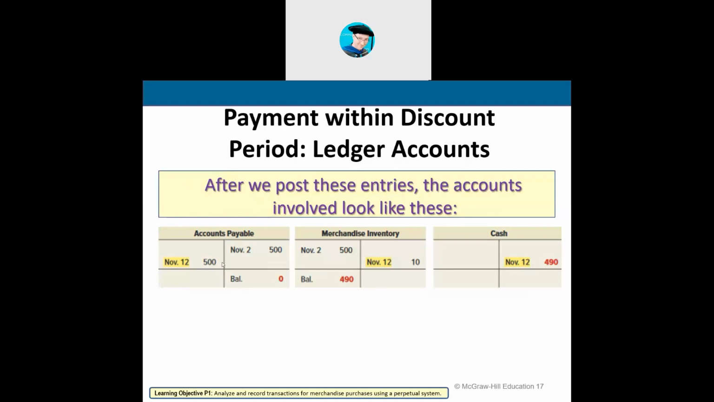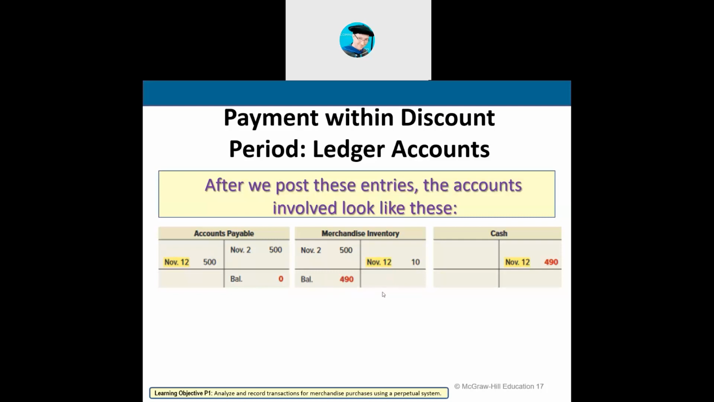So looking at our ledgers, I received the bill on November 2nd, 500. I paid it November 12th, 500 to reduce the payable, 0. Merchandise inventory: I received the merchandise at a value of $500, November 2nd. November 12th, I took $10 off of that value to represent the discount that I earned. So $490 is the remaining balance of merchandise inventory. Remember, merchandise inventory is an inventory account on the balance sheet.